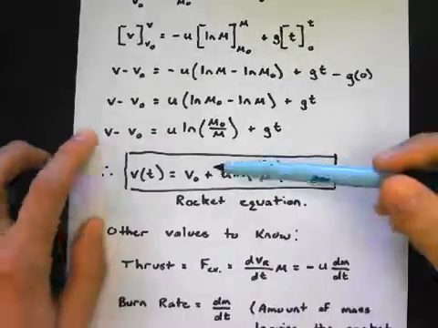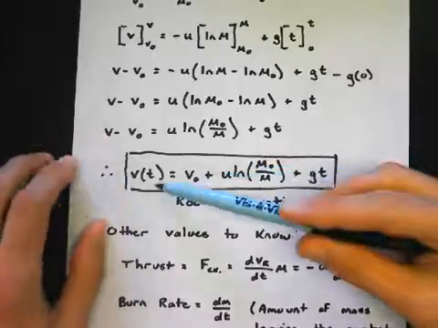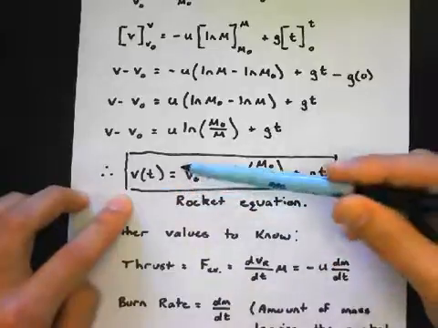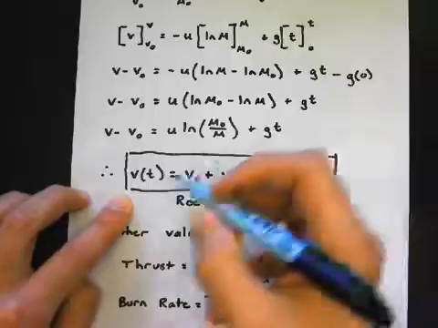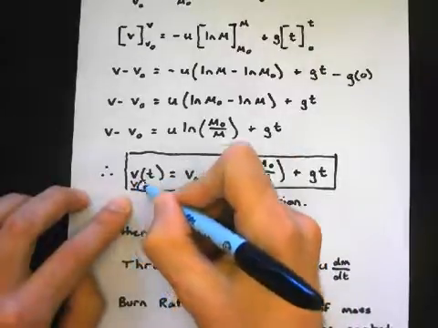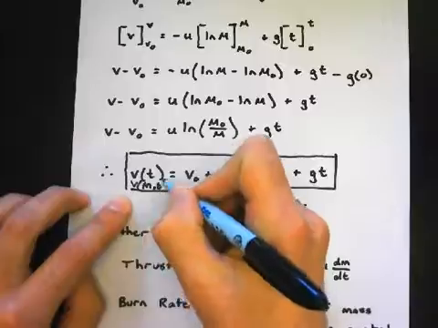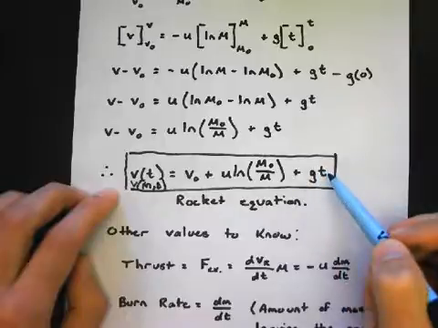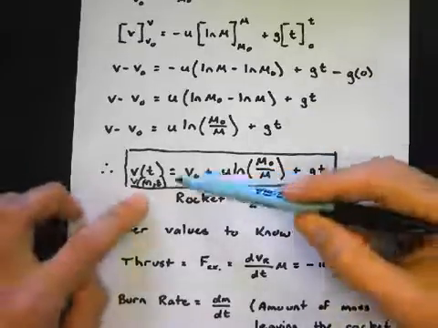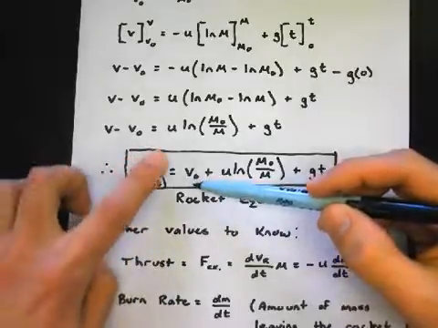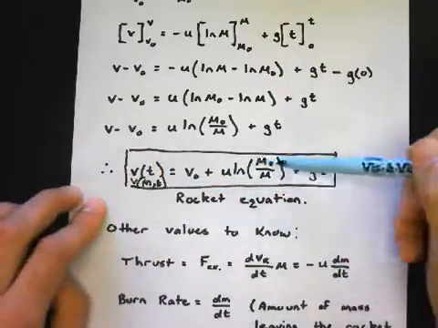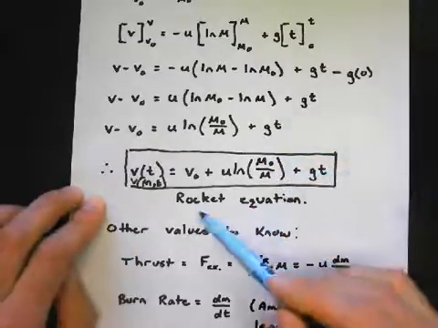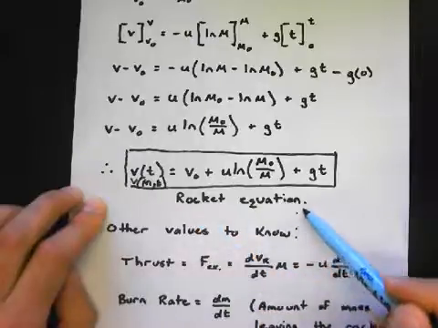And solving for final velocity, we get velocity as a function of time. Oh, and I should put function of time and mass, so it would look something like v of m comma t, since it's a function of both mass and time. So we have v equals the v naught that we added over, plus u natural log of m naught over m, plus gt. This is our rocket equation.